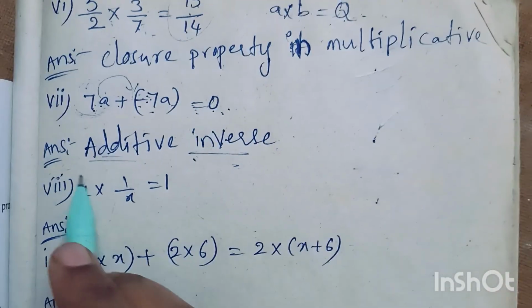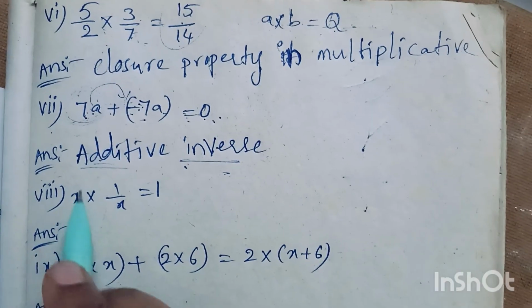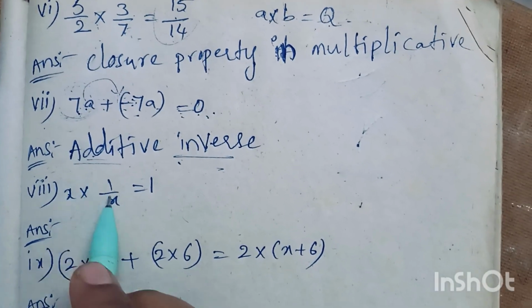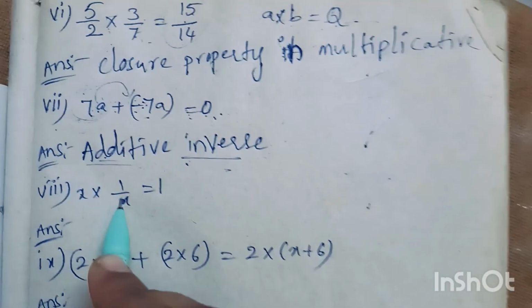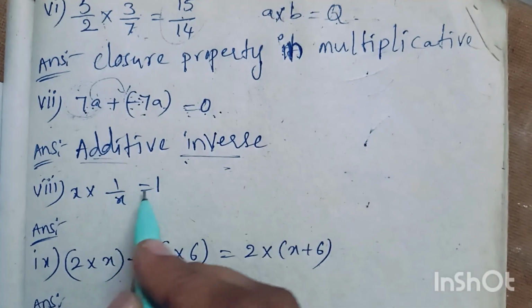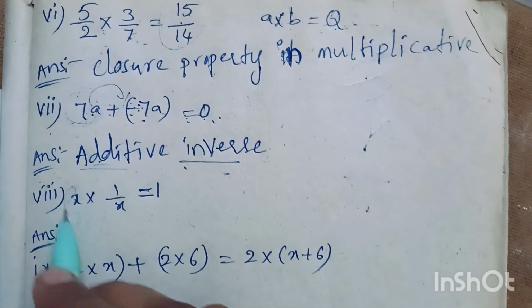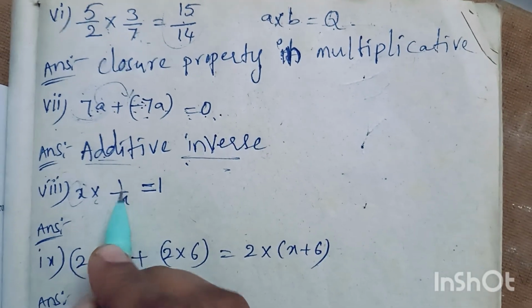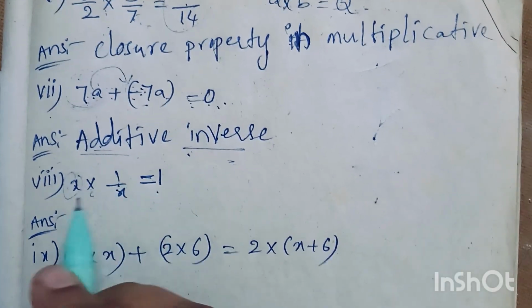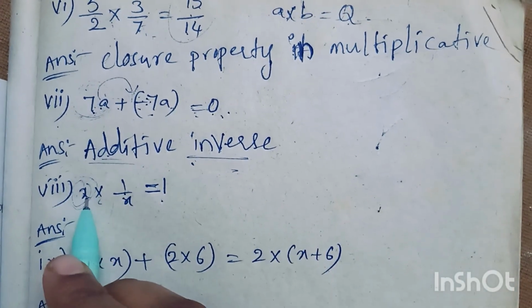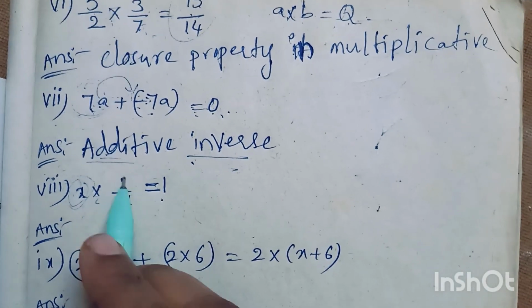Next, the product of a number and its multiplicative inverse is 1. Here x is a number, and its multiplicative inverse is 1 by x.